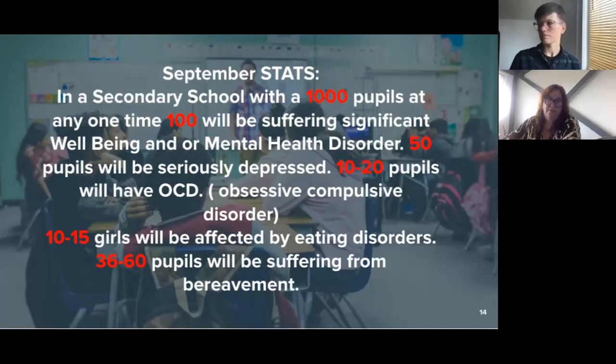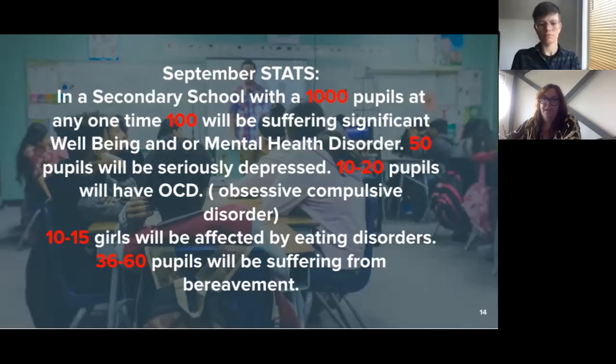So in a secondary school with approximately 1,000 pupils, and again, this was from last September, at any one time, 100 pupils will be suffering with significant well-being or mental health disorder. What that actually means is that they will be diagnosed with anxiety or a mental health disorder. So that could be OCD, oppositional disorder, and also an eating disorder.